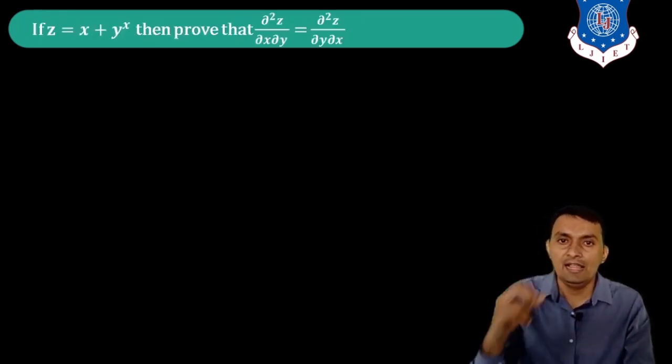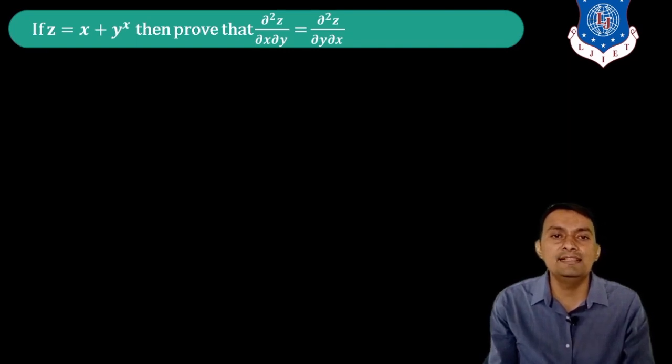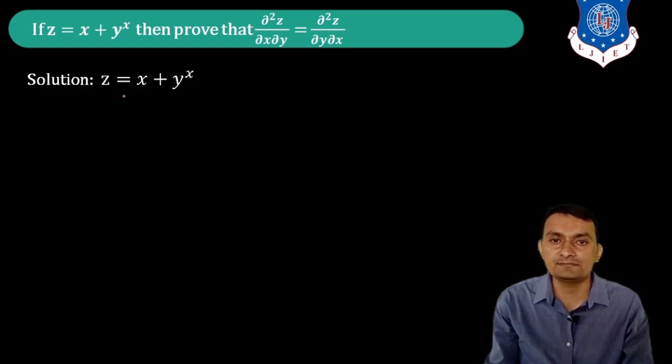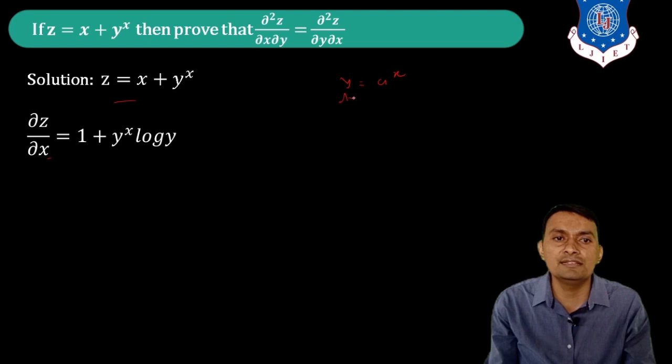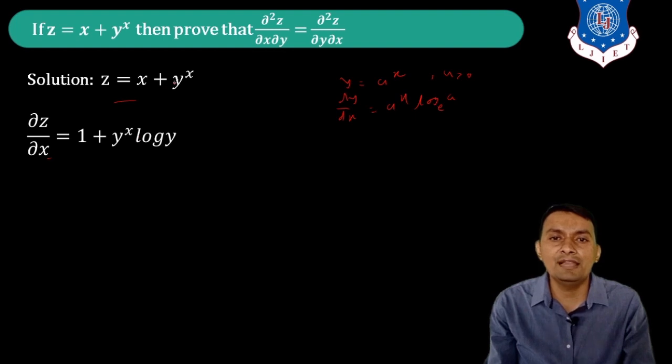So let us consider this question. If z is equal to x plus y raised to x, then prove that del square z divided by del x del y is equal to del square z divided by del y del x. So here z is that. I first want the partial derivative with respect to x, keeping y constant, so 1. But we know that the derivative of a raised to x with respect to x is a raised to x into log a, where a is greater than 0. The same argument we can apply, since we want the partial derivative with respect to x and y is a constant, so y raised to x into log y.